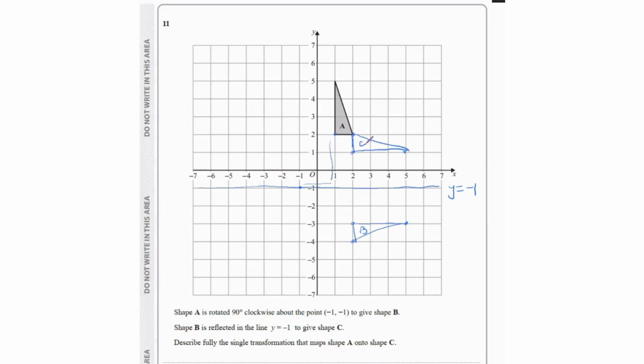You need to make sure that the image is equidistant from the line of reflection as is the original image. So this point is 2 units away, so the image will be 2 units away as well. That is 3, so that's going to be 3 and so on.